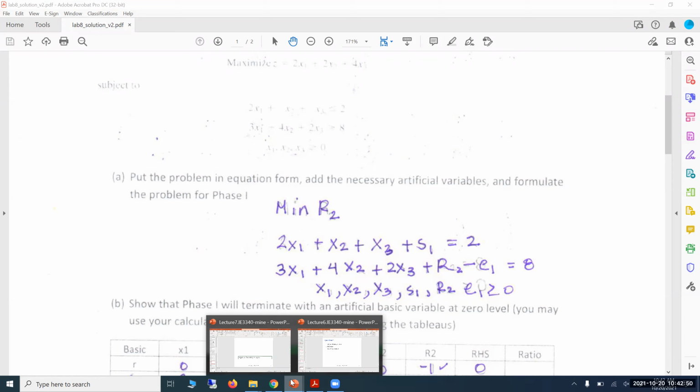We have the simplex, right? The first was lecture 4. We have solving problems using the computer, using Ample, and using Excel. And we have lecture 6, which is the M method and the two-phase method.